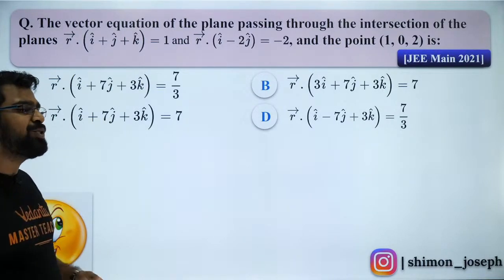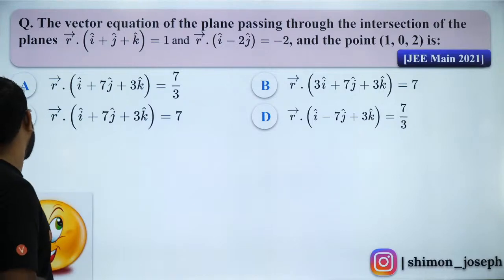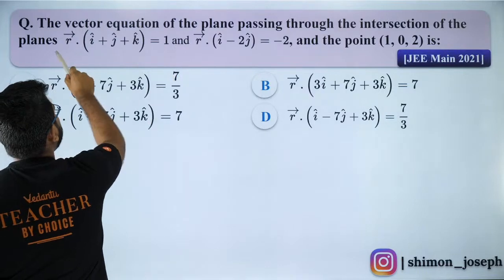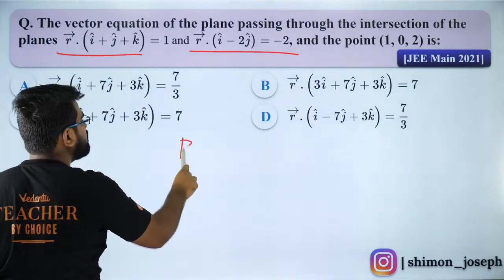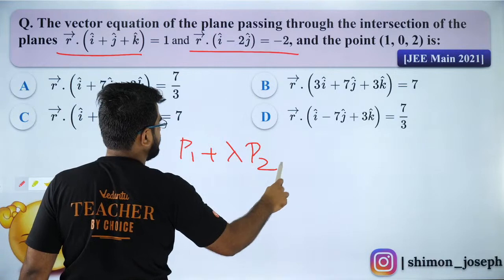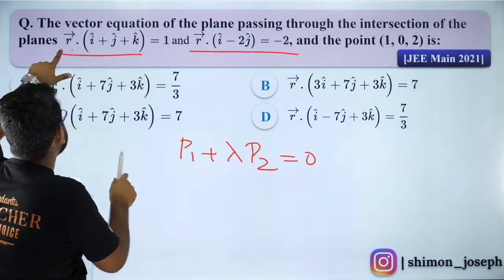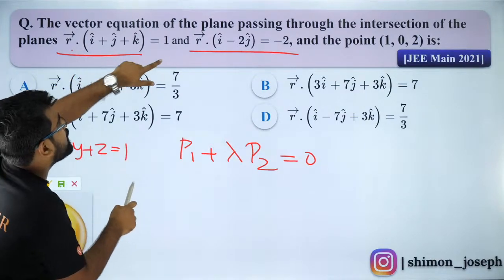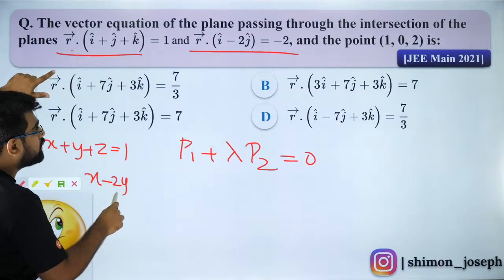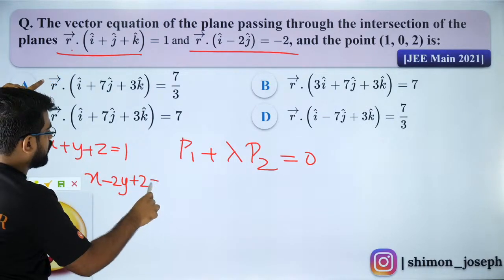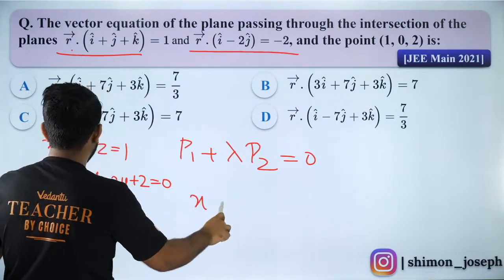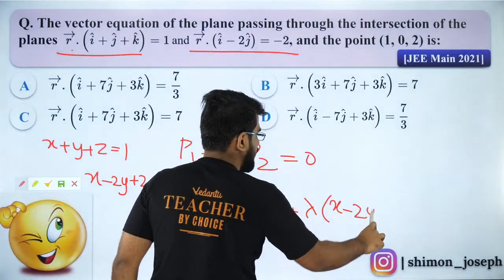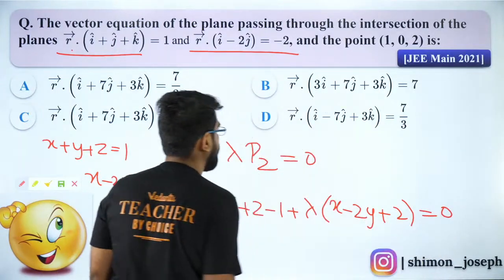Very good, Aishwarya. You are right, Aishwarya. You have to use the concept of family of planes. So we have a plane passing through the intersection of these two. So you need to use the P1 plus lambda P2 concept. So this plane equation is what? It is nothing but x plus y plus z equal to 1. And that plane is what? x minus 2y plus z is equal to 0. So P1 plus lambda P2 will be what? x plus y plus z minus 1 plus lambda times of x minus 2y plus z is equal to 0.